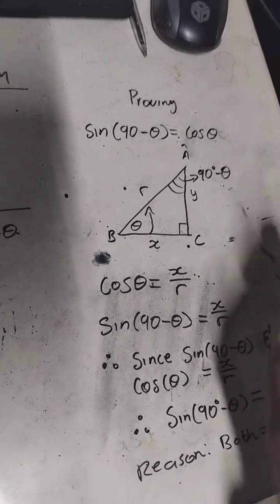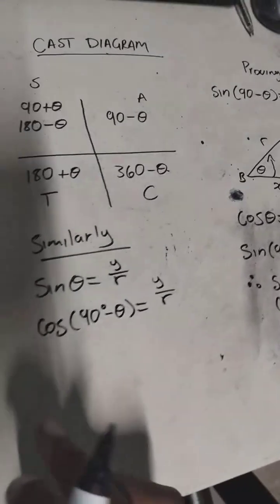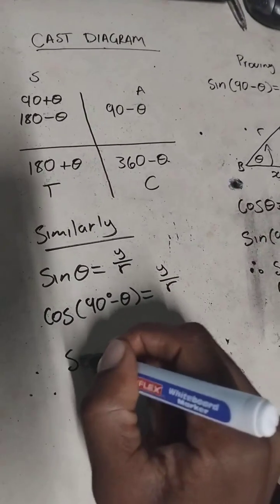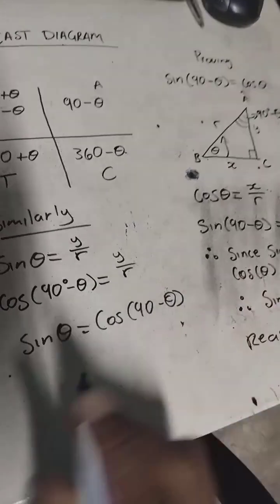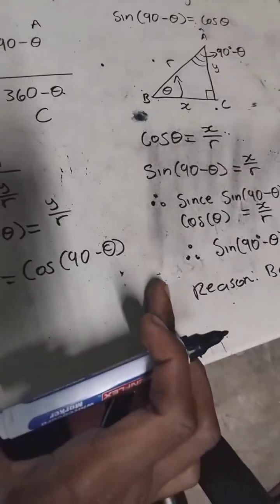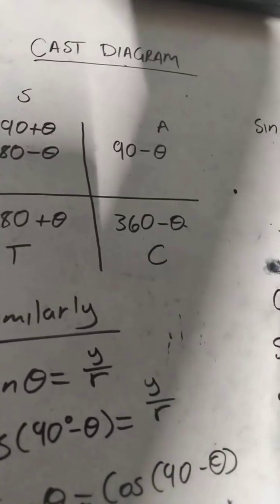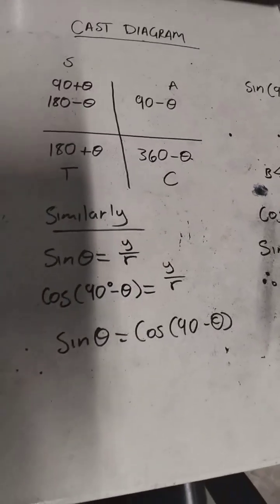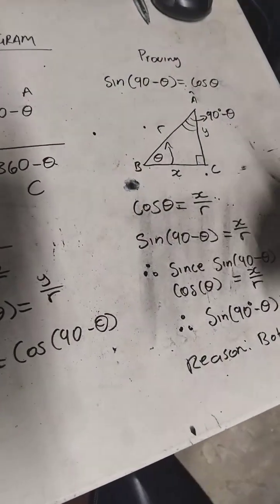It's going to be y over r. So since they are both equal to y over r, then sine theta is going to be equal to cos(90 minus theta). Now we have both of these identities existing. They are both existing, so I just wanted to clear the air on this part.